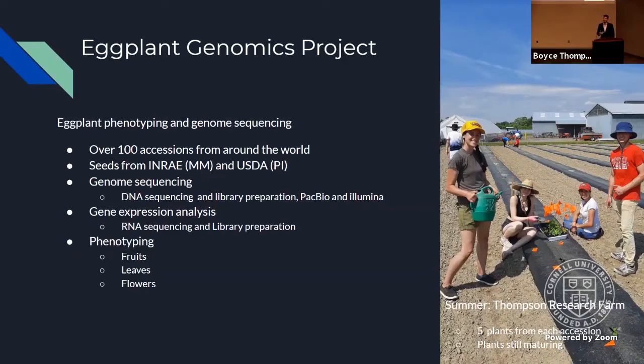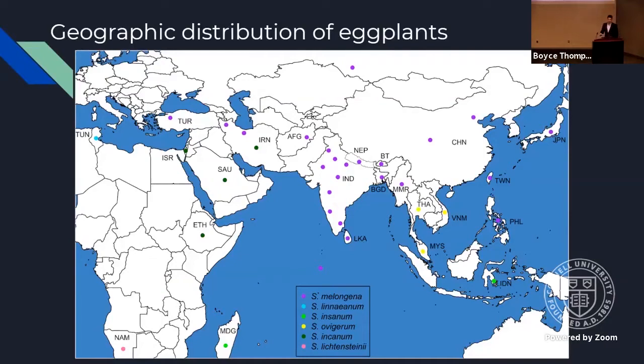We did a lot of phenotyping over the spring and then as well in the summer. During the summer, we grew our plants on the Thompson Research Farm, and these plants are still maturing. We're hoping to get some more data from them later on. Now, I want to give just a brief geographic distribution as to the home for these seeds. These seeds all came from the seed bank, but the seed bank gave us information as far as where these seeds were collected from.